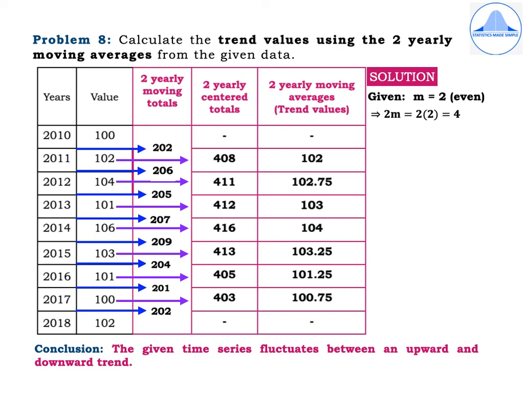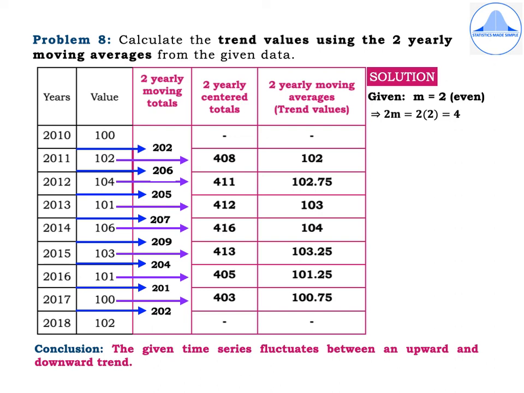Then find out the 2 yearly centered totals. So add 202 and 206, you get 408. Write it corresponding to their middle year, that is 2011. Similarly, add 206 and 205, the total is 411. Write it corresponding to their middle year, which is 2012. The remaining 2 yearly centered totals are 412, 416, 413, 405, 403, which are written corresponding to their middle year.